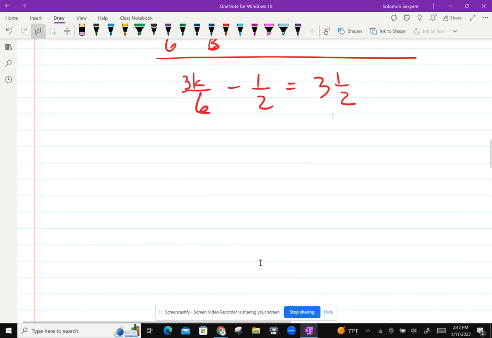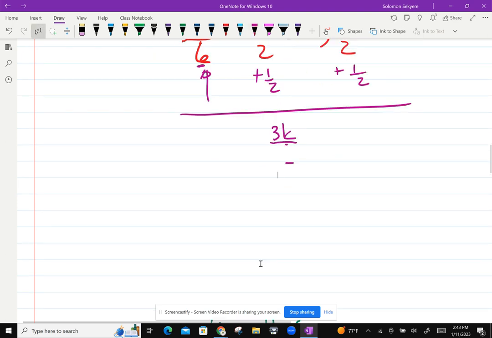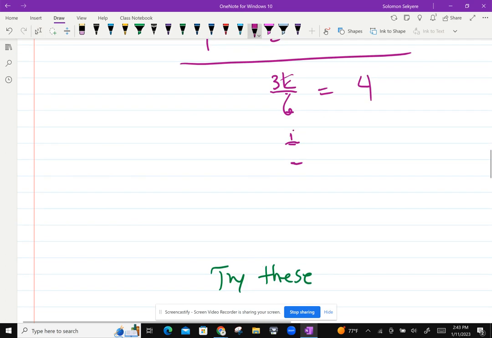This right here is our variable. Identify. So we move this away. Plus half, plus half. Underline it. Once we add this half, it goes, so we have 3k over 6 is equal to 3.5 plus half, which is 4. By the way, 3k over 6 is the same as 1 over 2 times k, because 3 divided by 6 is half. So 1 over 2 k equals 4.